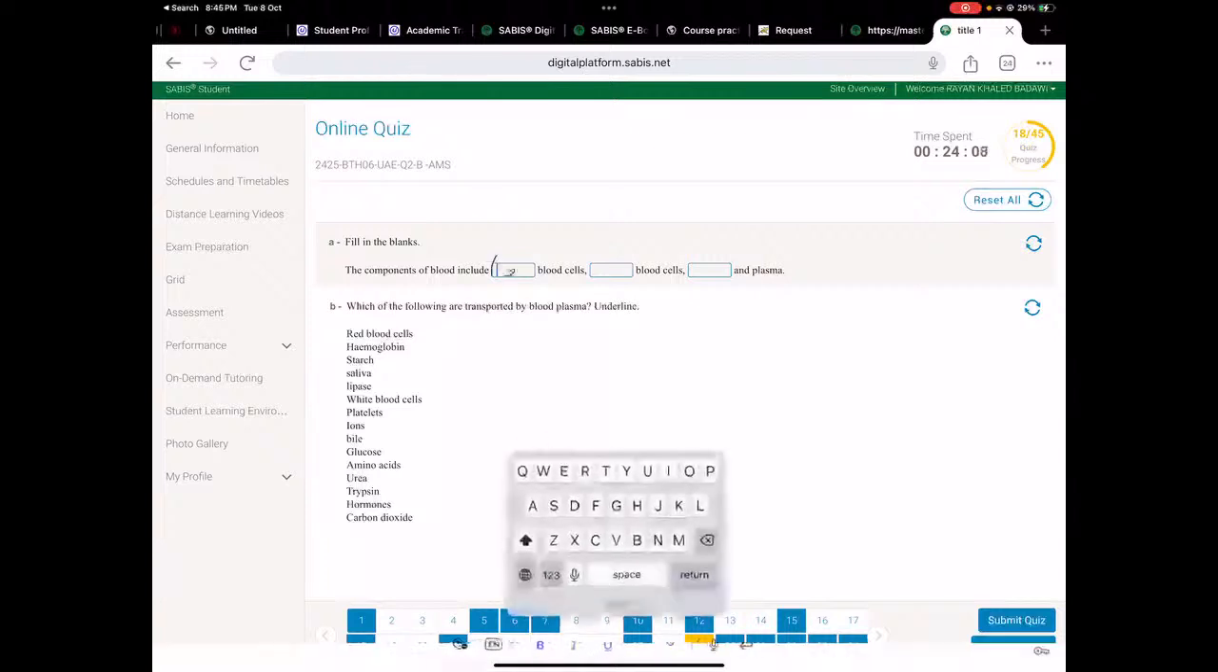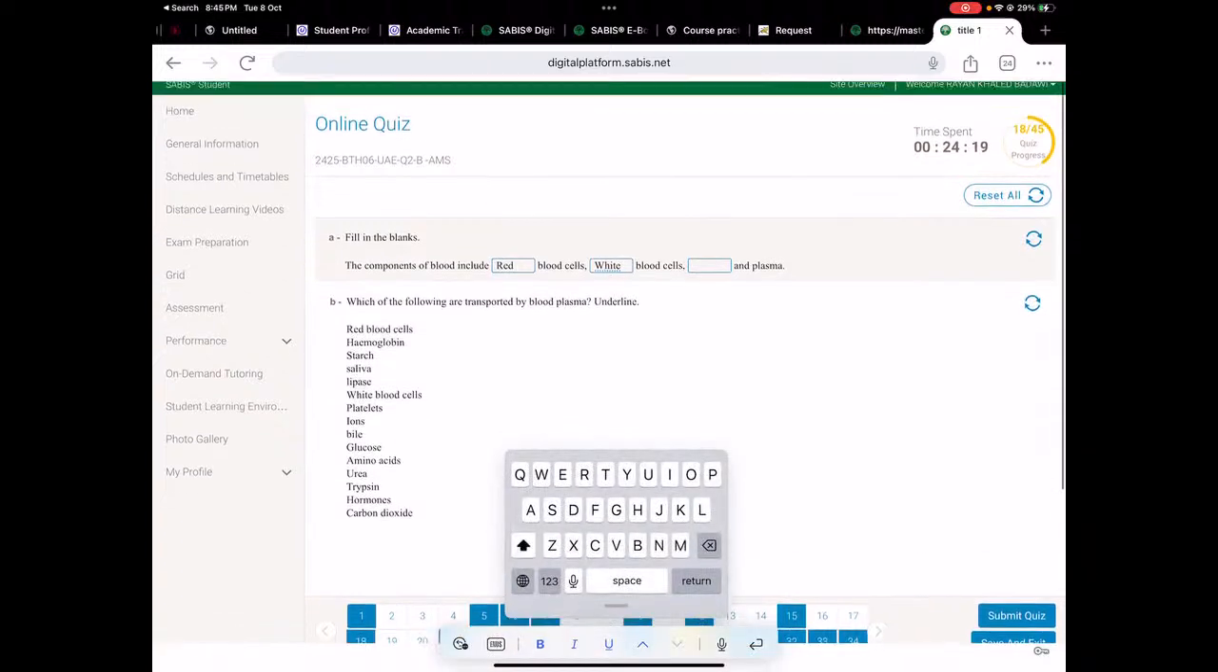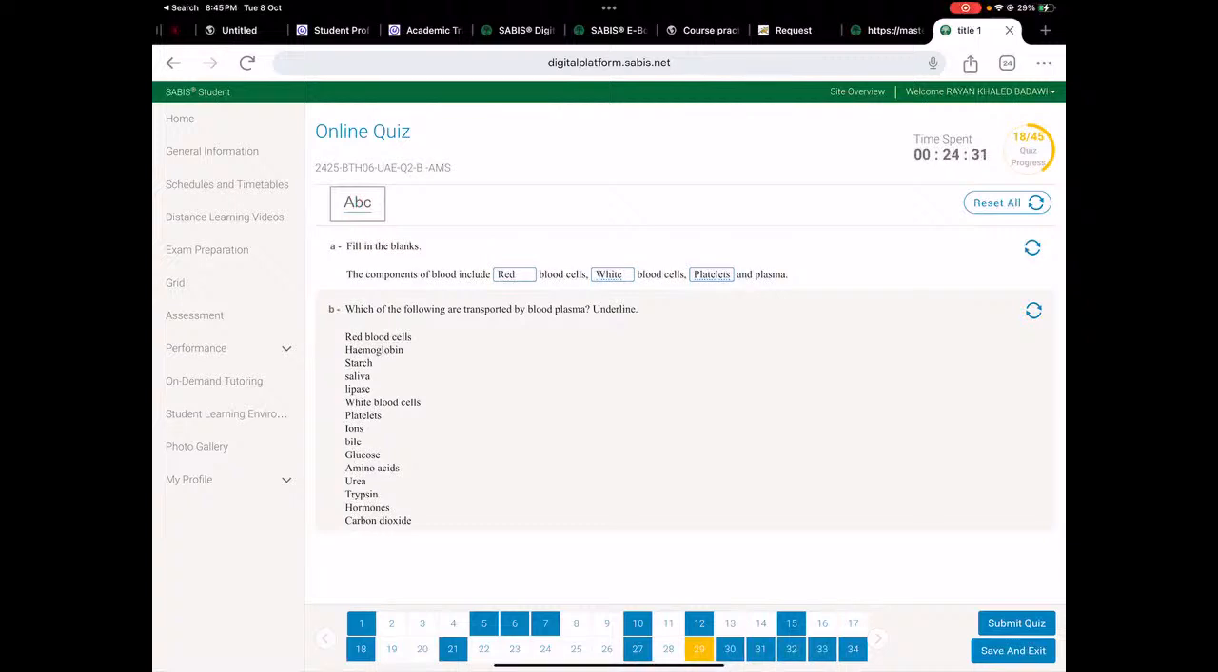The components of the blood, remember, are red blood cells, white blood cells, and platelets. Which of the following are transported by blood plasma? Red blood cells, okay. Hemoglobin is found in red blood cells, so of course it's going to be transported. Starch, no, saliva is in your mouth, how's it going to reach your blood? Lipase, you're also not having any digestion in your blood. White blood cells fight infection. Platelets are for blood clotting. Bile, of course not. Glucose, we do have glucose because we transport nutrients in our blood plasma.